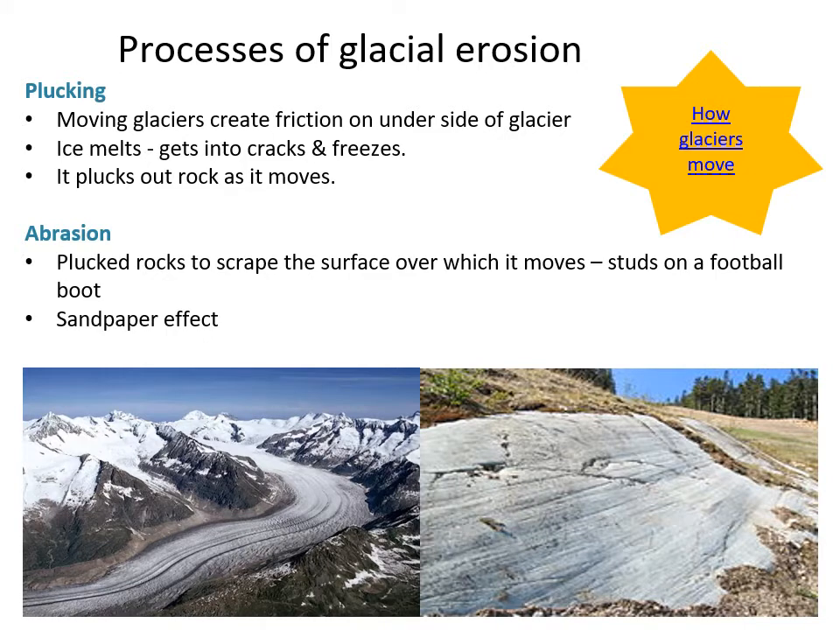So it has this sandpaper effect. And it creates these scratch marks called striations. And that's what allows the glaciers to shape the landscape. So they are the two processes of erosion. Now if there was anything you're going to take down, those two things that you see there would be it.